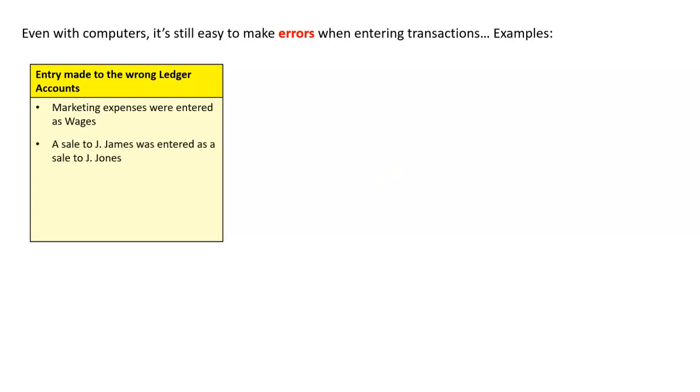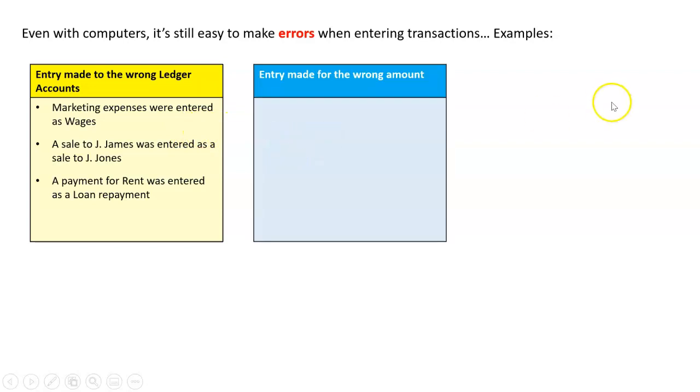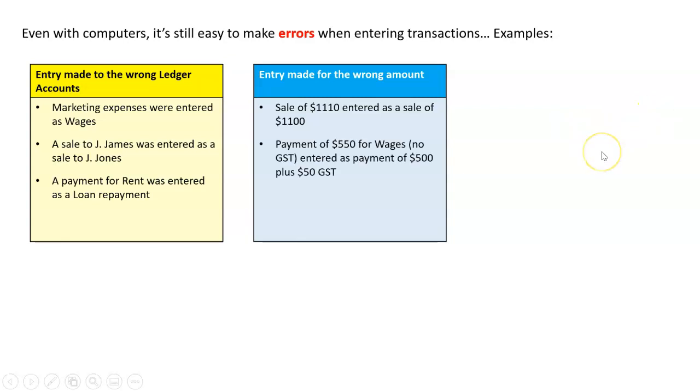Or maybe a sale to J. James was entered as a sale to J. Jones. Or a payment for rent was entered as a loan repayment. So that could be anything, any entry that was meant to go to one ledger but went to a different one. We could also get the amount wrong, particularly with a number like this. A sale of 1110 was entered as a sale of 1100. When there's a lot of the same number, it's called transposing, or an extra zero in there, that could happen.